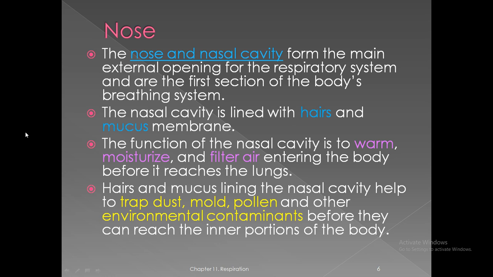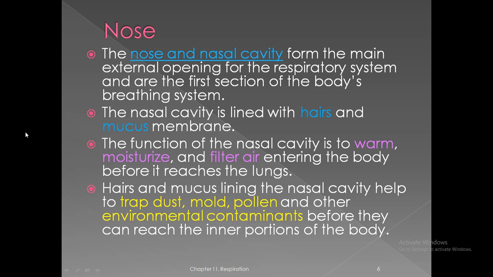These three structures perform very vital and important functions. The function of the blood capillaries is to make the air warm. The function of the mucous glands present there is to moisturize the air, and the hairs' function is to filter the air. Hairs and mucus combine to perform the filtration of the air. They filter the air and trap the dust particles and all the contaminants which are present in the air.